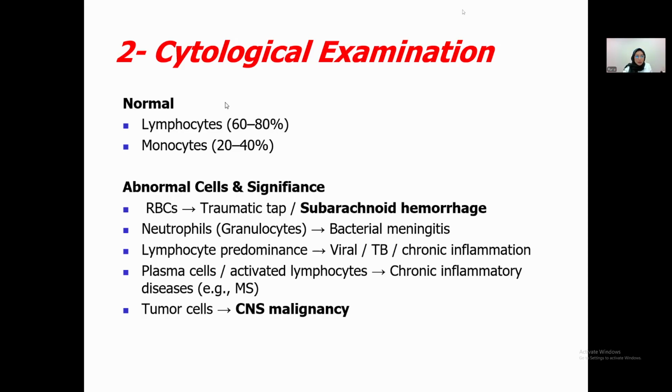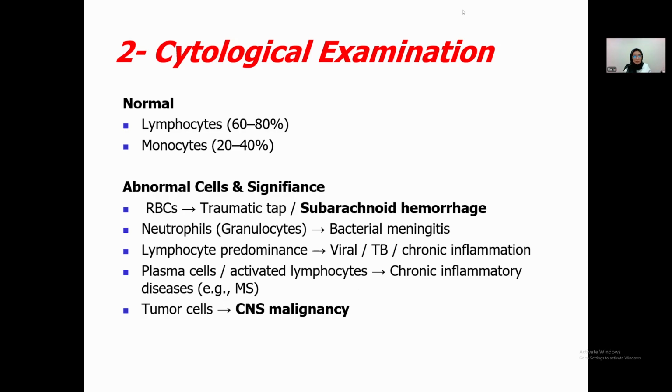Usually in the CSF we have mainly lymphocytes and a small amount of monocytes. Abnormal cells can be RBCs due to traumatic tap or subarachnoid hemorrhage, neutrophils due to bacterial meningitis, lymphocyte predominance in viral, TB, and chronic inflammation. Also plasma cells and activated lymphocytes in chronic inflammatory diseases and multiple sclerosis, or tumor cells.